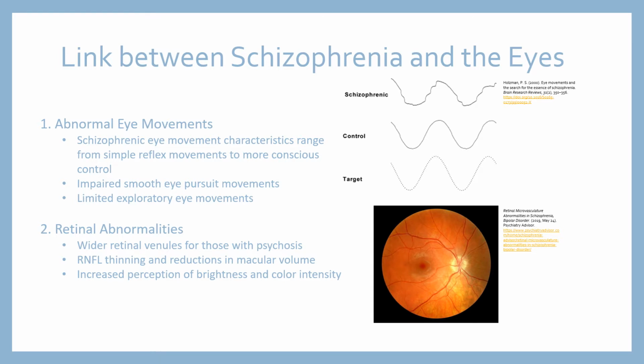First is the wider retinal venules for those with psychosis, and the thinning of a layer called the retinal nerve fiber layer, as well as a reduction in the macular volume and area. And lastly, the increased perception of brightness and color intensity. This, in turn, also decreases contrast sensitivity.